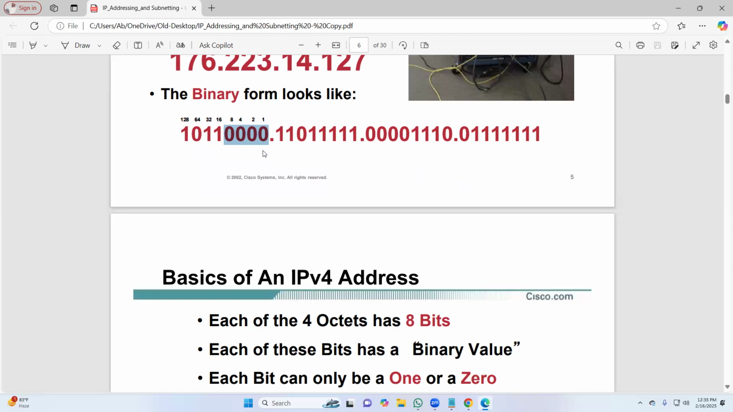We don't need to memorize this, isn't it? No, no, there's no need to memorize. This is logic. You just understand this is logic.